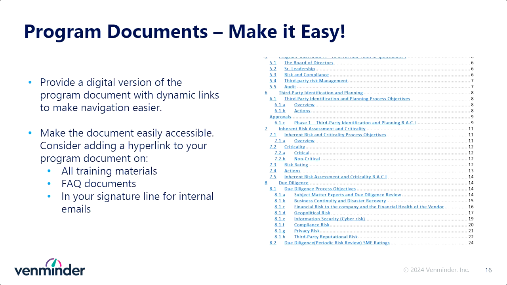Another thing to consider is that this is going to be a fairly hefty document. There's lots to include. So do yourself a favor and publish this in a digital format. Provide a dynamic table of contents so it's easier for folks to just go in and access the information they need. Always make the document accessible, and one thing I like to suggest, if it's appropriate for your organization, is include a link to the document in all your internal emails, in your signature line. That will help people remember where it is and reinforce the fact that this information is available to them.